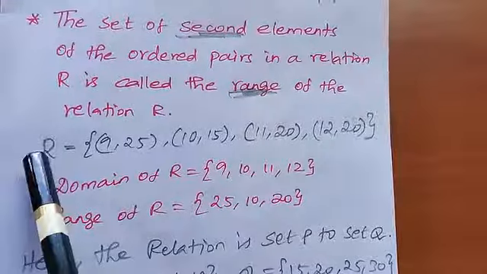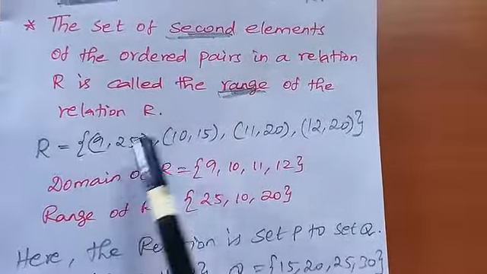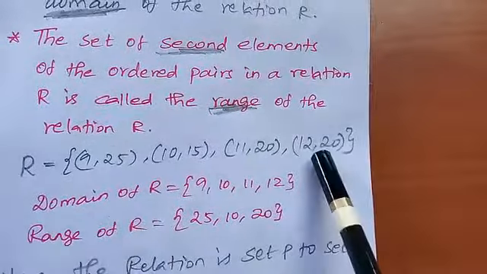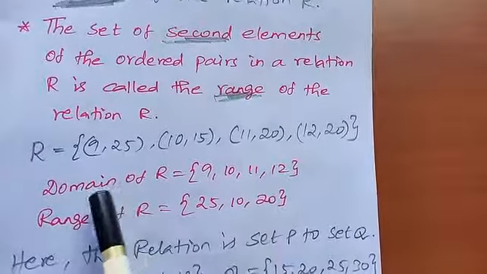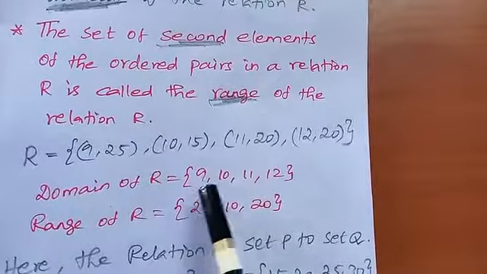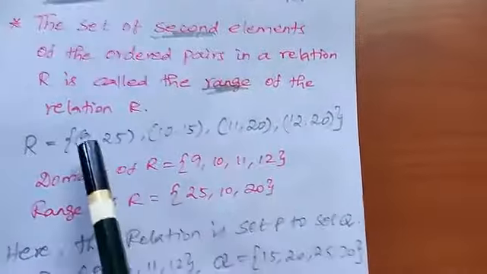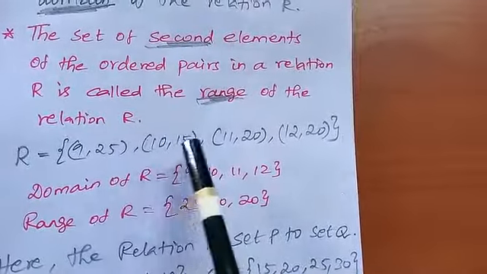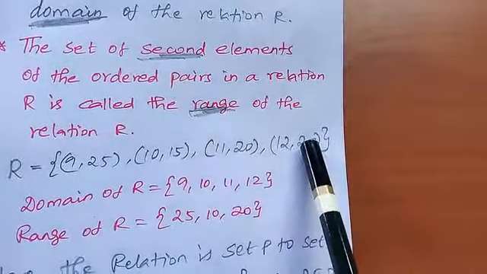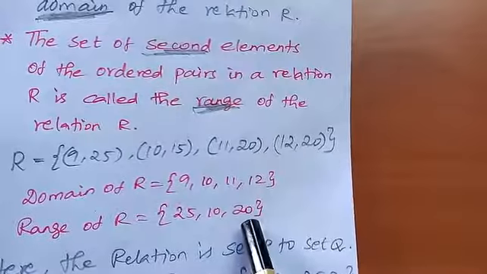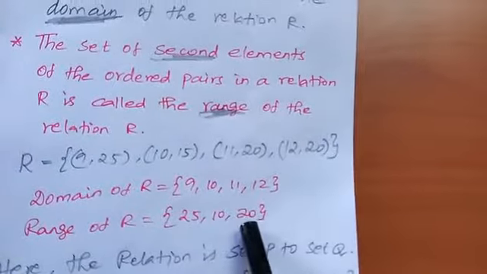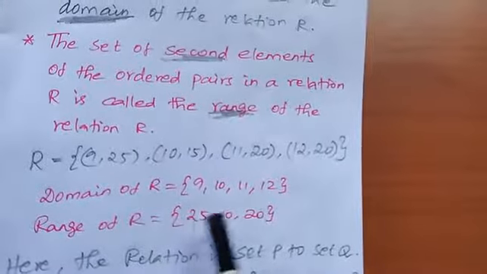Look at this now. R equals (9, 25), (10, 15), (11, 20), (12, 20). There are 4 ordered pairs in R. So the domain of R is all first elements: 9, 10, 11, 12. The range of R will be all second elements: 25, 15, 20. 20 is repeated again, so once you write it, that is enough. Even if it is repeated 4 or 5 times, it doesn't matter. So the range of R is 25, 15, 20.